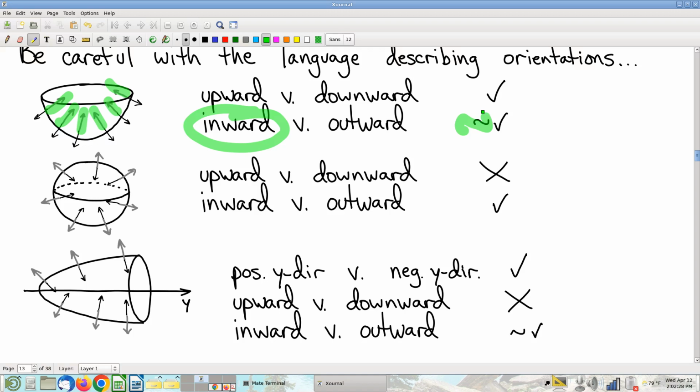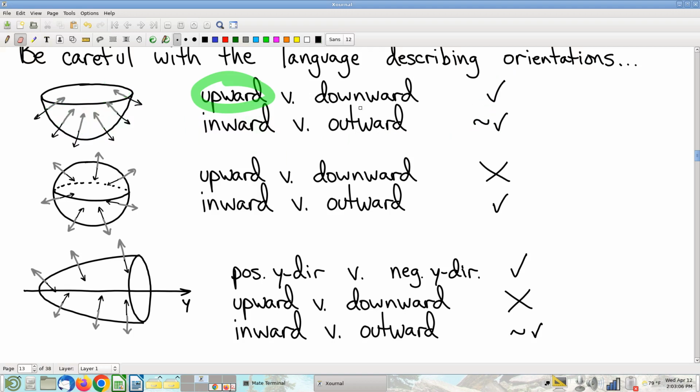Tilde check mark there, because I don't think anyone would look at this word inward and think, oh, you mean the downward ones, right? Nobody would think that. So I think this kind of does the job. This just is a little bit uncomfortable because inward suggests that there is an inside being bounded by the surface, which there is not for that surface. So I think inward is a suboptimal choice. I think much better in this case would be to describe it as upward.